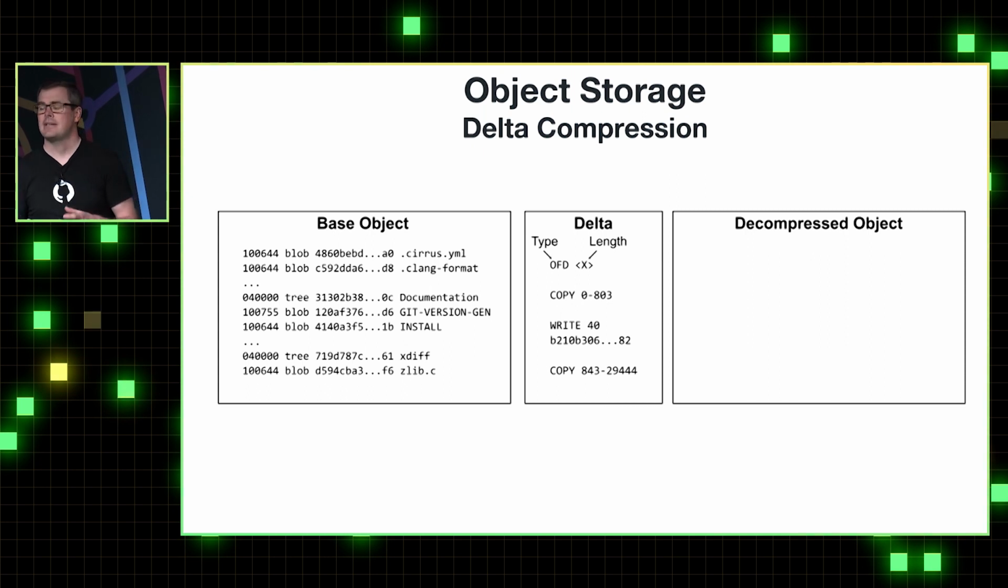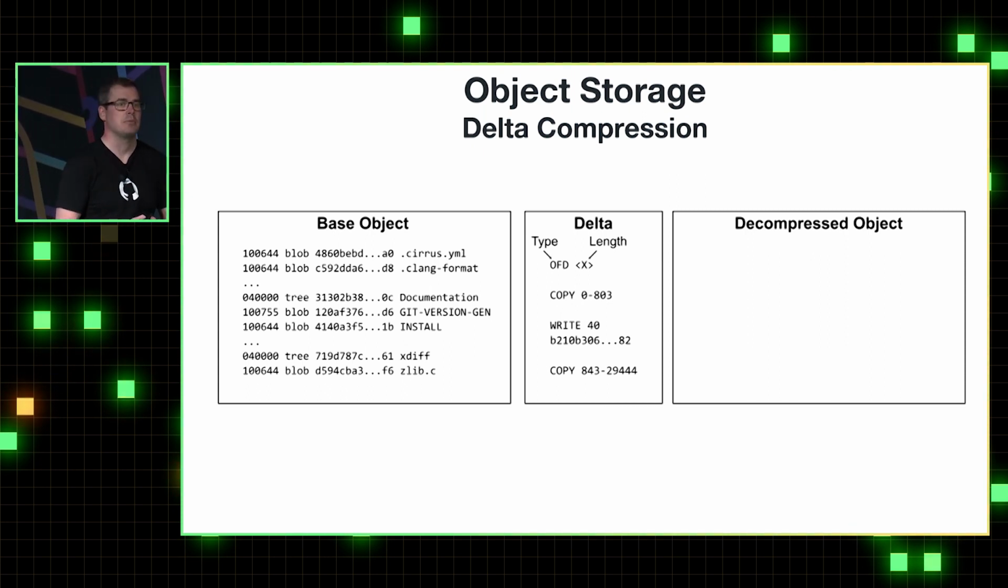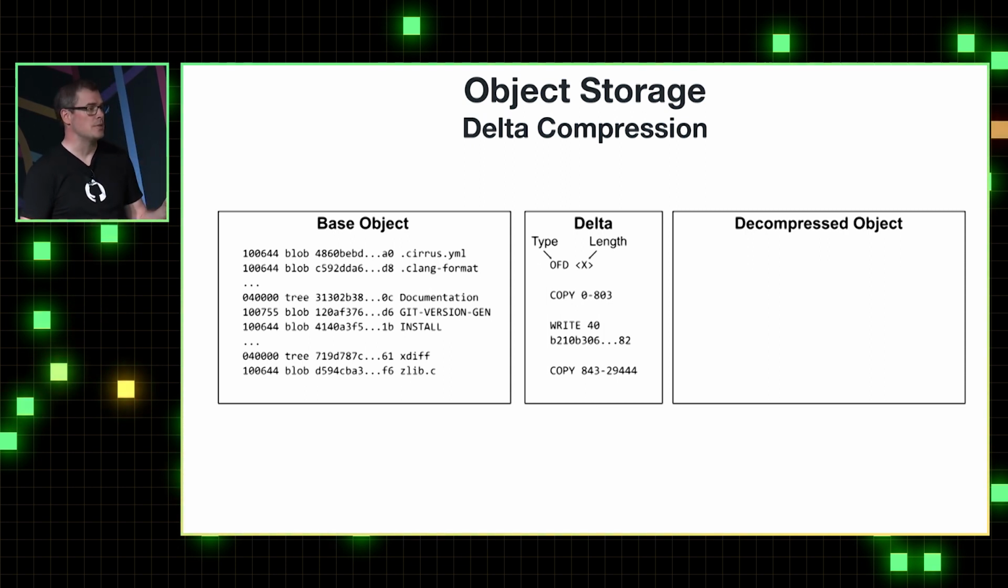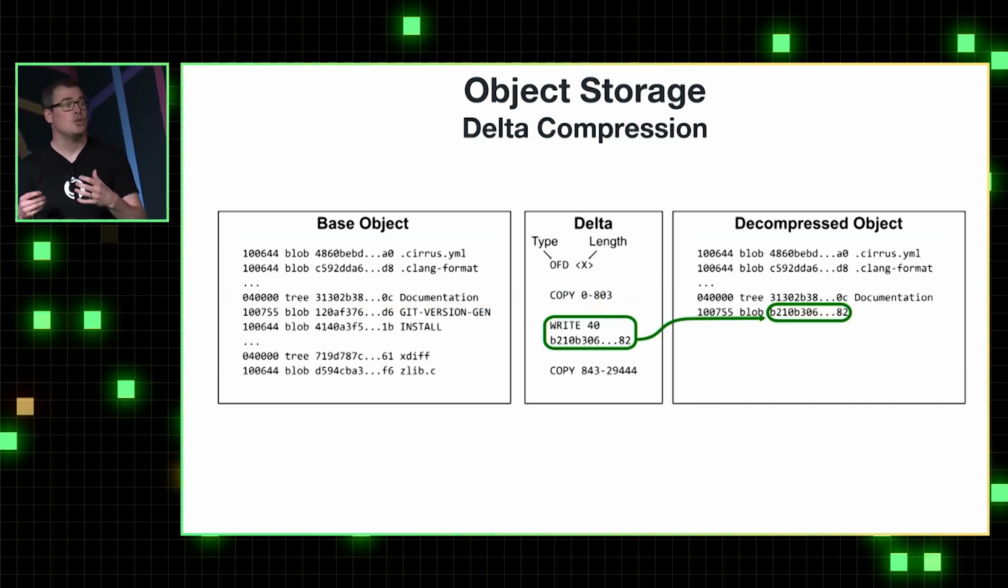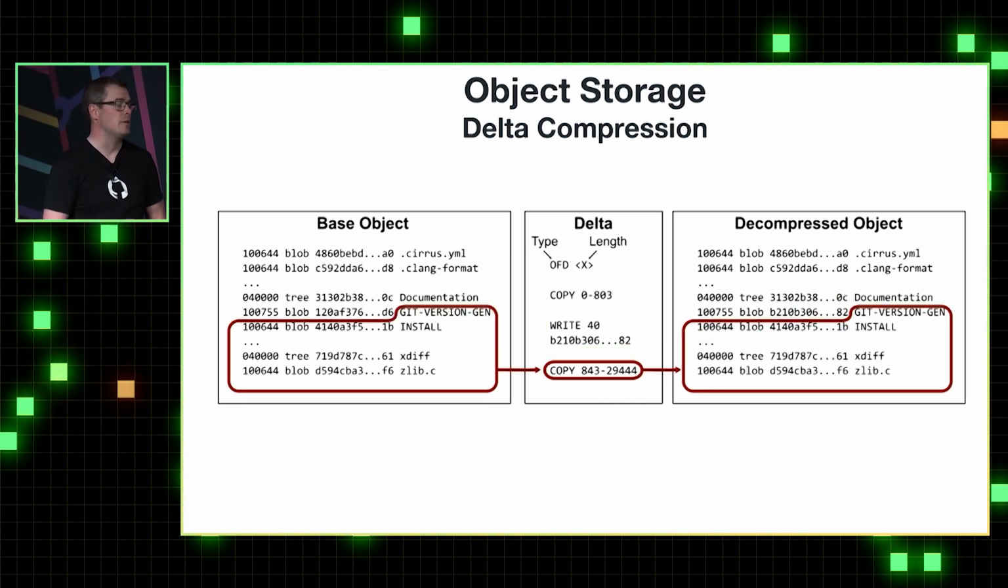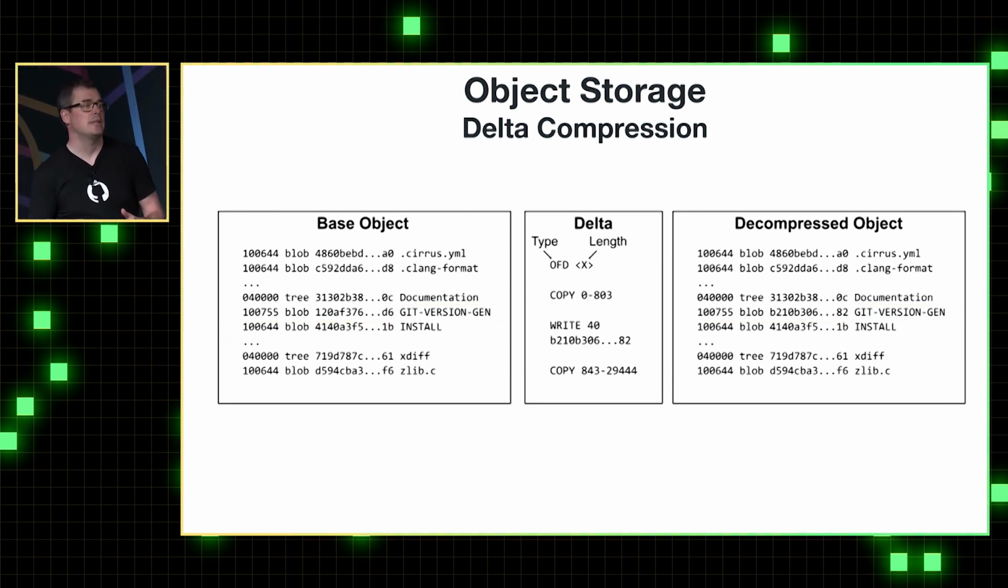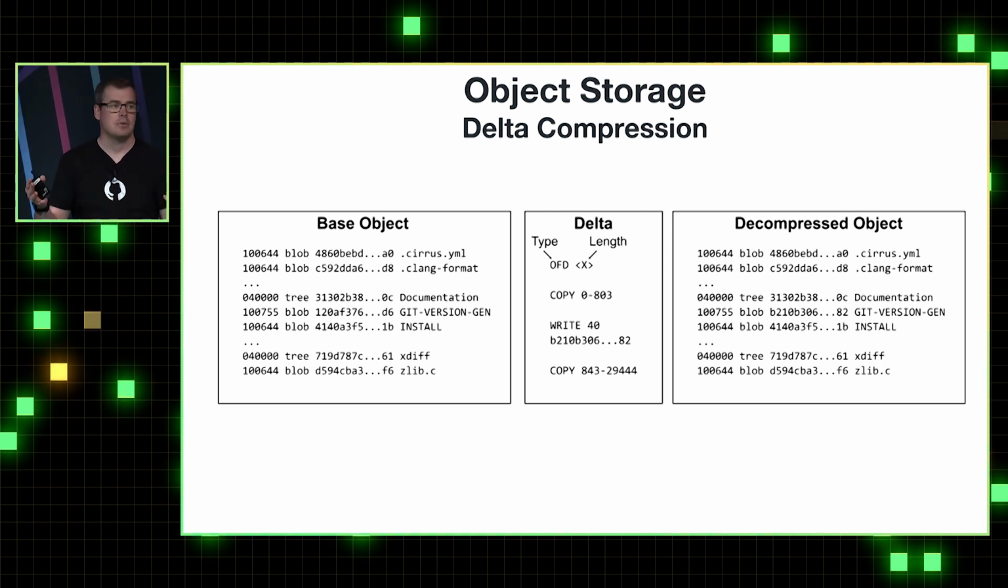So here I have an example base object, which is a tree, as we were seeing before. And we have an example delta object. Deltas are instructions to copy regions from a base object, as well as writing new information when necessary. So we start off by copying the initial segment of this tree up until the object ID for the Git version gen entry. Then we write a new object ID in that position. And finally, we can copy the remainder of the original tree, starting from the name of the Git version gen entry. In this way, we've reconstructed the decompressed object, but we stored those two objects using significantly less space than if we had them fully decompressed.